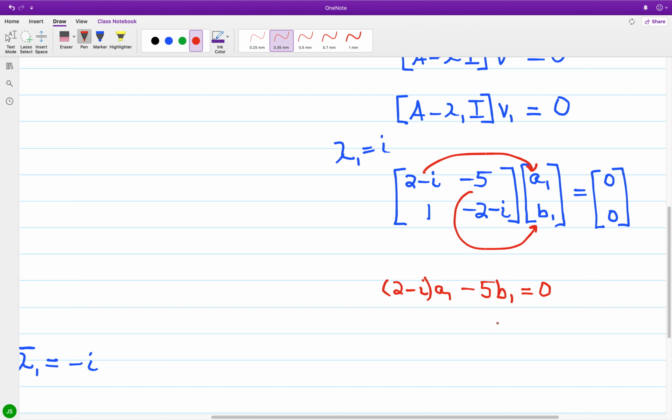And in this particular case, just for mapping together, we say we have 2 minus i times a of 1 is equal to 5 times b of 1. Okay, and now for what we have for the first eigenvector, just think of it kind of like this for a of 1 and b of 1.